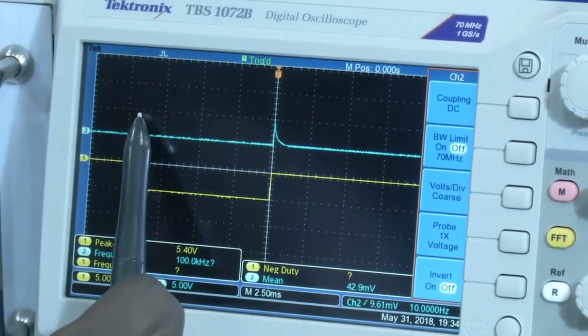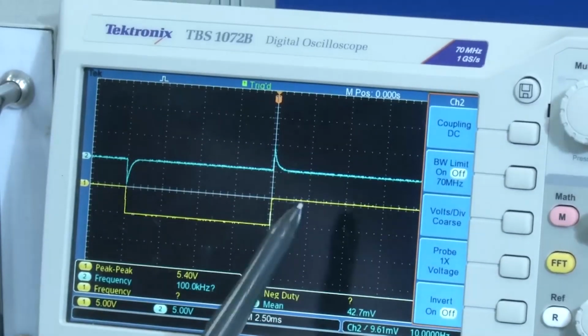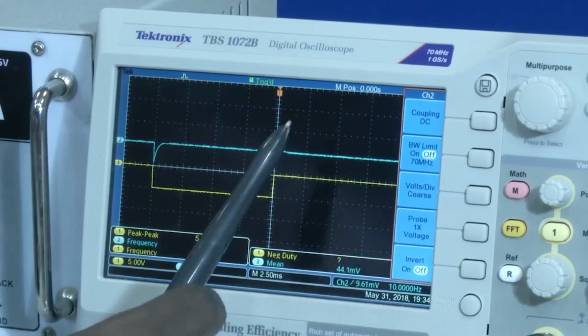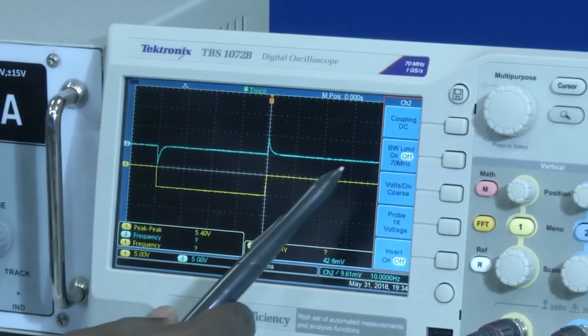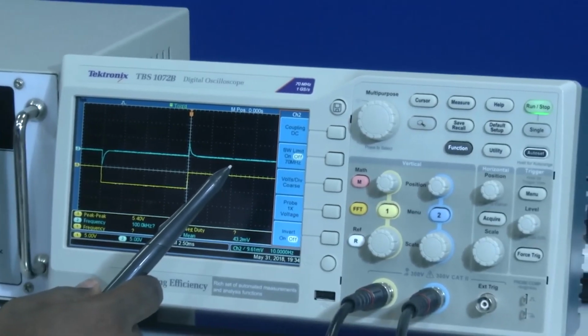But we require only this spike when we are giving a triggering pulse as an input to our monostable multivibrator. Otherwise, if we pass even the signal, it again comes back to the previous stage, which is unwanted or unnecessary in our case.